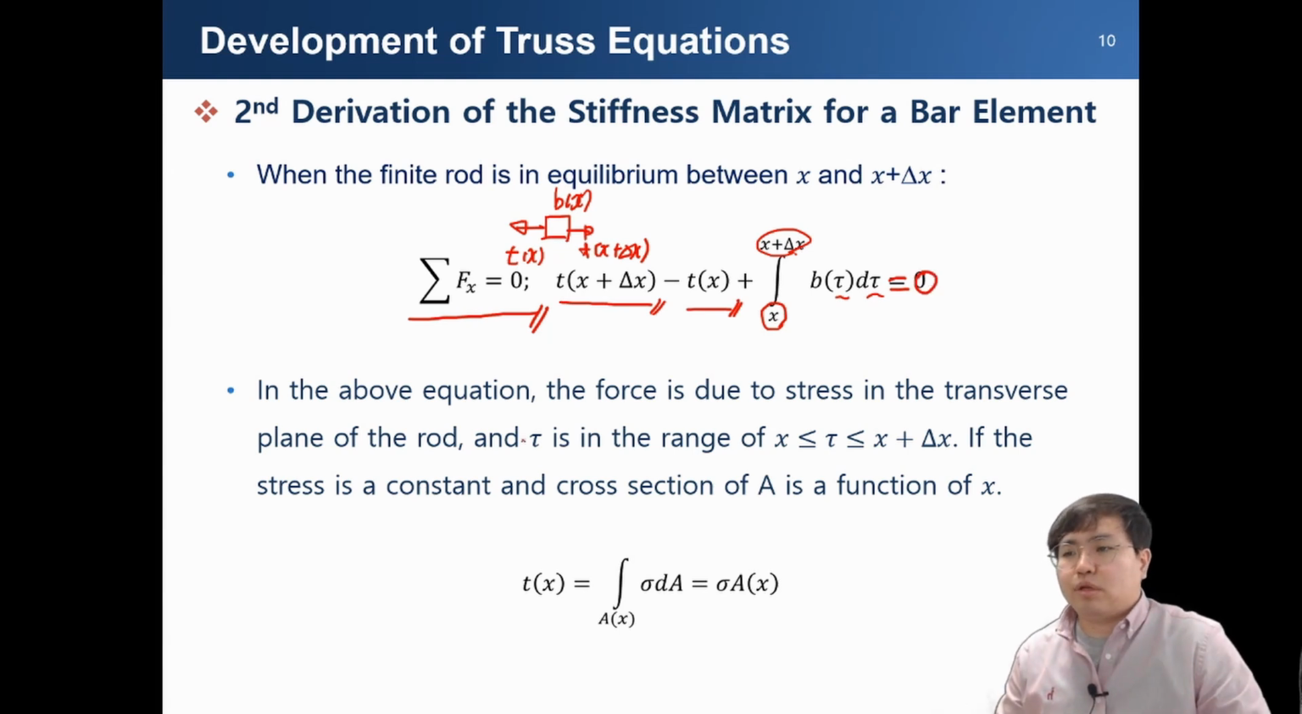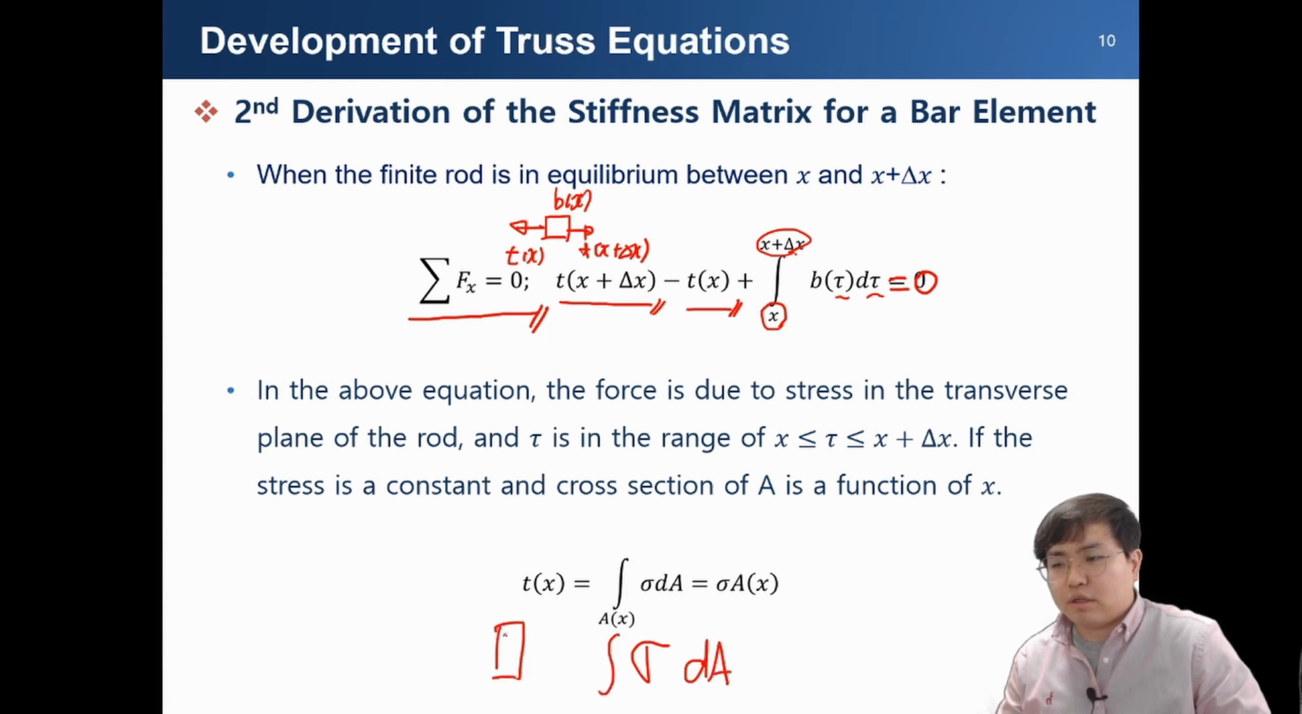And also, the traction force in the above equation is due to the stress, so the transverse load can be expressed like this. If we have some internal resistance, I mean the stress, we should integrate over the whole cross-section area. So this must be equal to T.